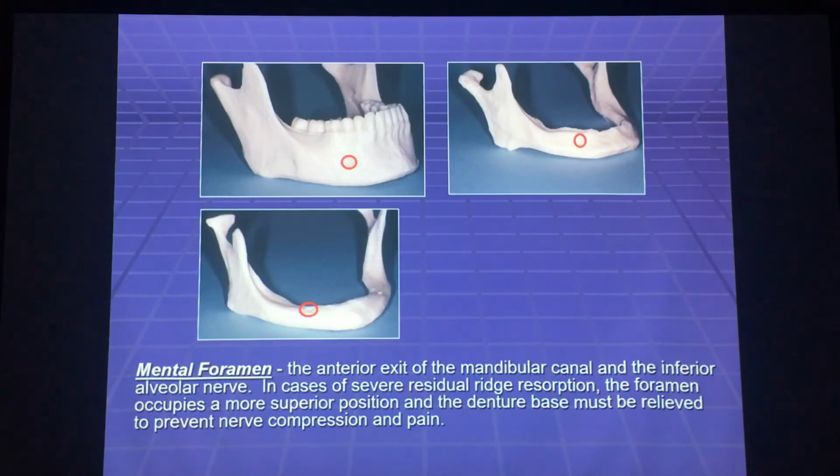Here's the mental foramen I told you about, the mandibular canal, with the inferior alveolar nerve that comes out of there. It occupies a lot of the nerves that are coming out there. But the biggest thing here is, you can see that it's not anywhere near the occlusion when you are a dentate occlusion on the top left. But as resorption occurs or atrophy occurs, that foramen almost becomes on top of the ridge.